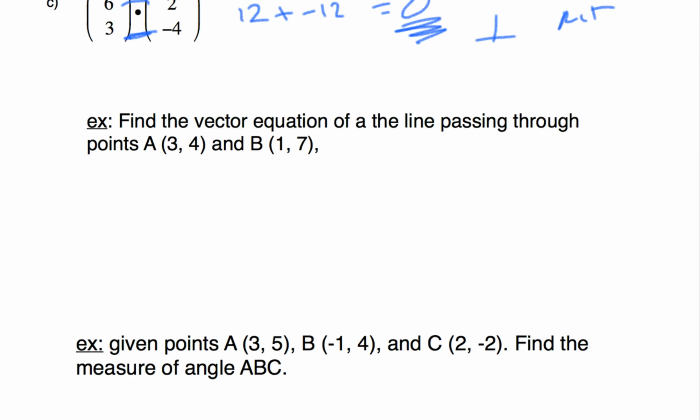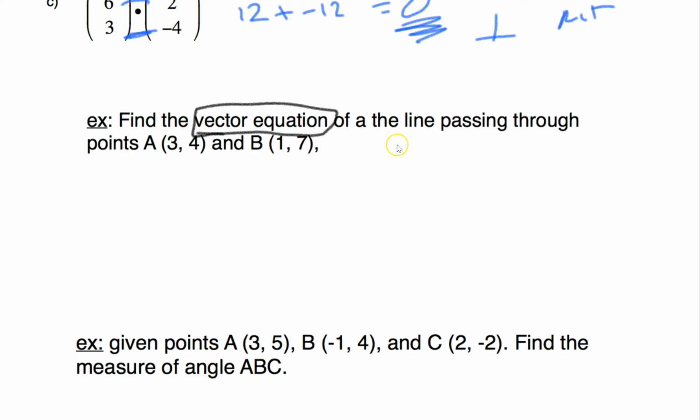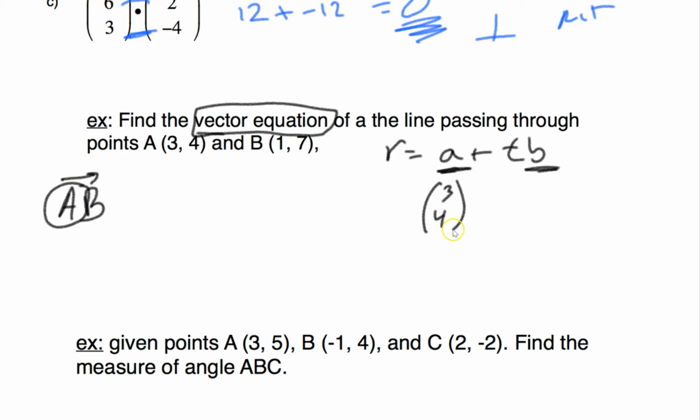Okay, let's do the last couple of things real quick. This first one should be an easy problem. A lot of people mess up a small part of it. Find a vector equation. I automatically think, look at your formula sheet, r equals a plus tb. So I have to find an initial point and a direction. They want the vector equation of a line passing through AB. So my initial point should be A, which is 3, 4. Notice I wrote it in vector notation, not point notation. We're talking about vectors here.